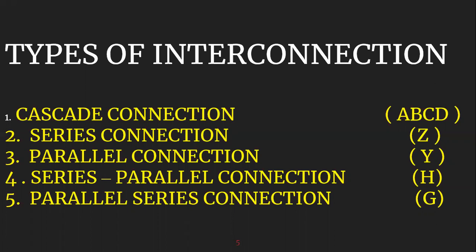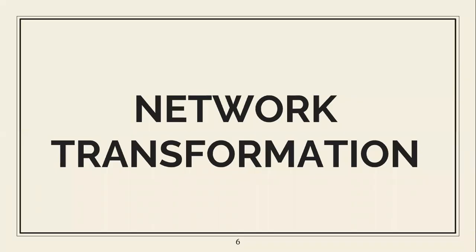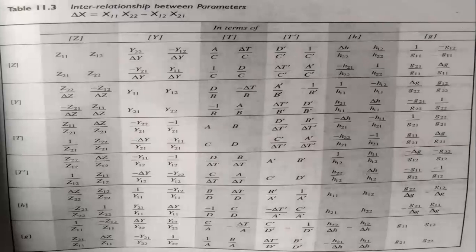So these are the types of interconnections, or you can say the classification of interconnection: how we are going to connect our circuitry, and how we can get the expression by considering the input port as well as the output port, and which parameters apply. Similarly, here we will start with the first session, that is the interrelationship between the parameters.